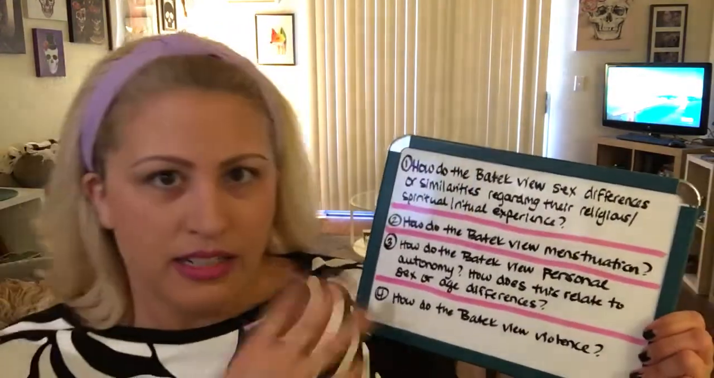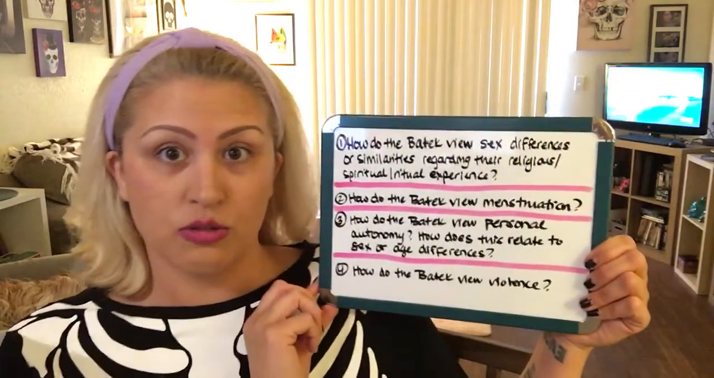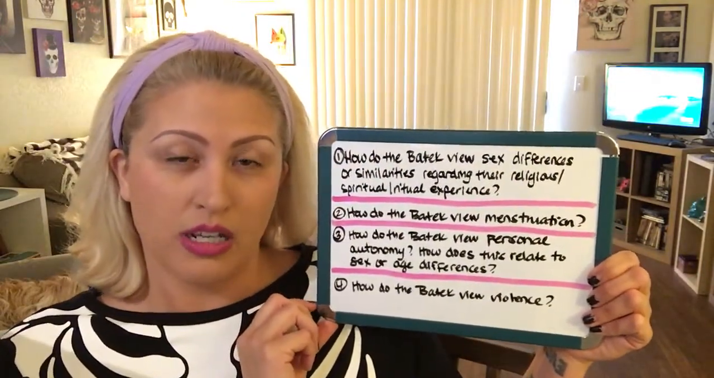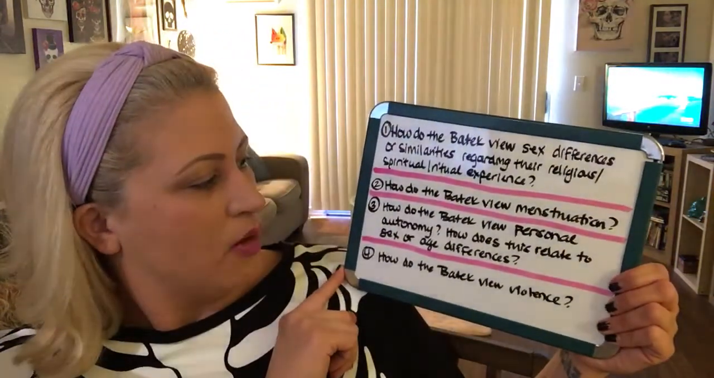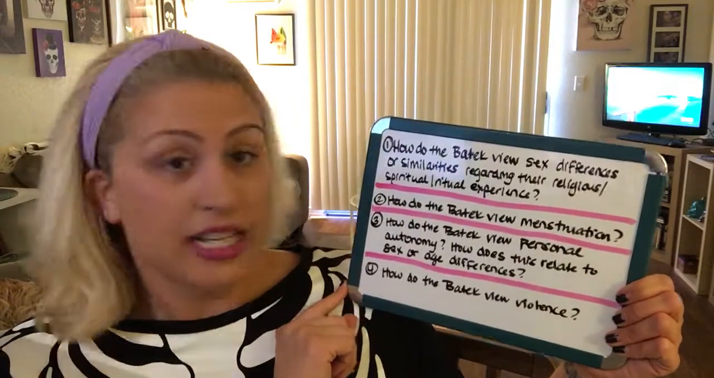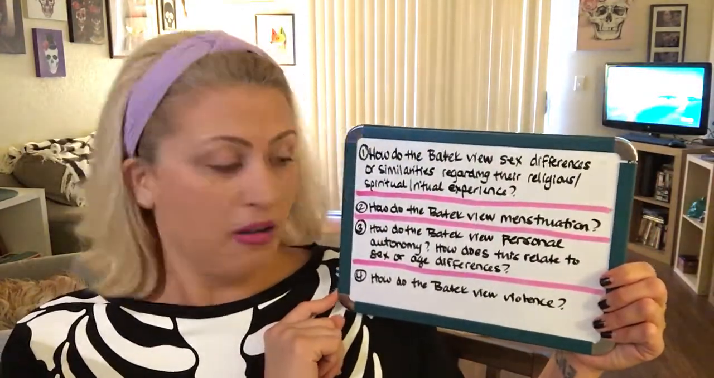Question number 3, to get you thinking about some stuff. How do the Batek view personal autonomy? This one's really important. Personal autonomy. If you're not sure what that is, Google it. And then how does that relate to sex or age differences? Is there a distinction? Is there not? Something to think about.